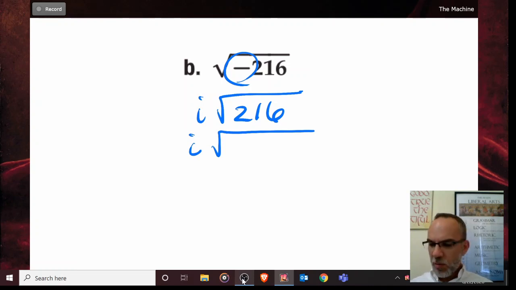So what are the perfect squares? Well, the first one is 1. 1 squared is 1, but that does nothing for you. So let's do 2 squared is 4. So let me do 216 divided by 4 and see if I get an integer value. Oh, I do. It's 54. But I feel like there's something else in there. Let me see if I can find the largest one.